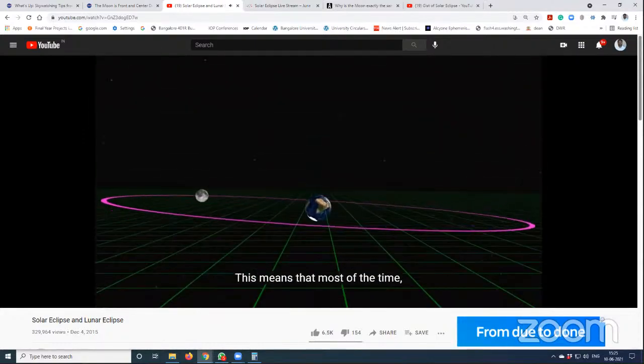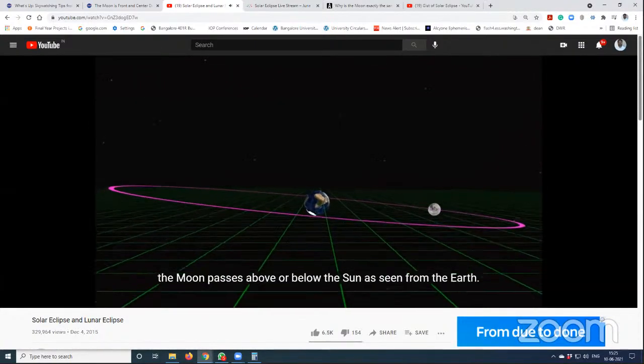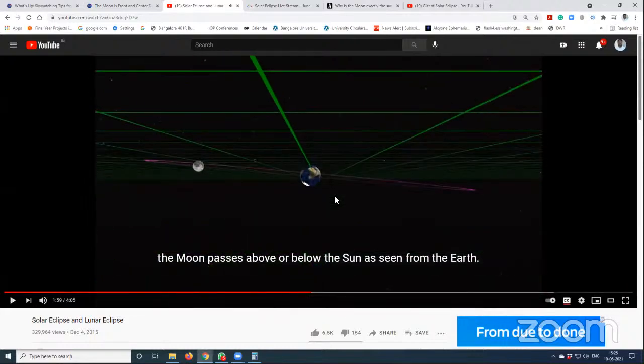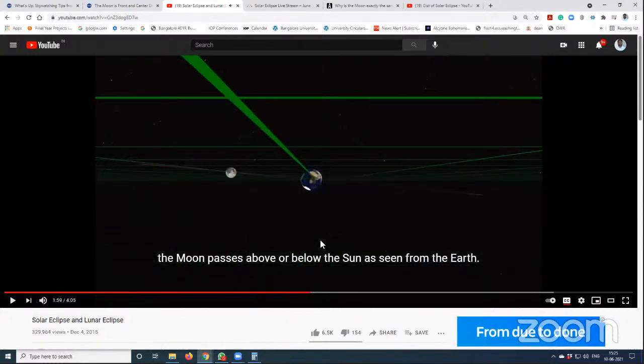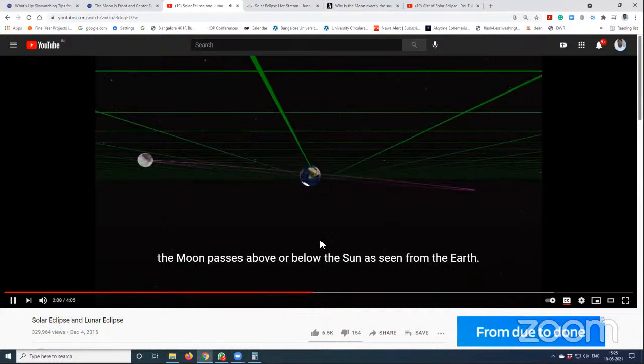This means that most of the time, the moon passes above or below the sun as seen from Earth. Sorry, are you able to see that? Yeah. Most of the time, the moon can go either below the Earth plane or above the Earth plane. If it is at two places, certainly it can have the eclipse.